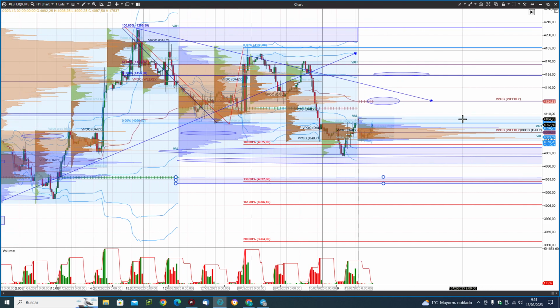Talking about higher targets, the main target would be, of course, this weekly naked VPOC on 4,124. Just below this point, there is a final of VWAP. It could be another resistance. And then here we have a downtrend line. It works as a resistance, talking about price action. And if it breaks this line, it could go to the next step, this high volume node on 4,155.